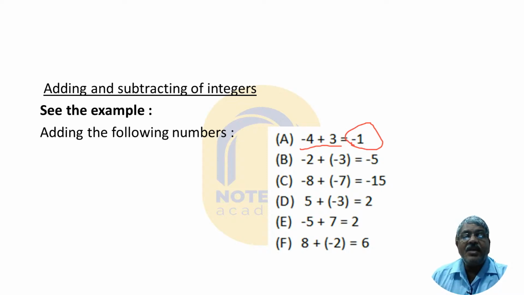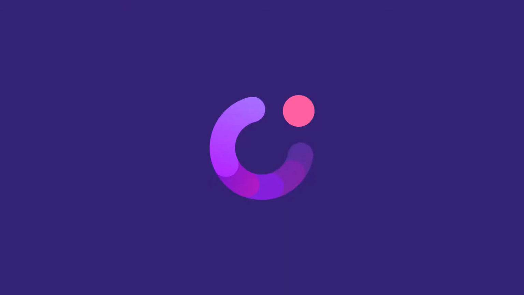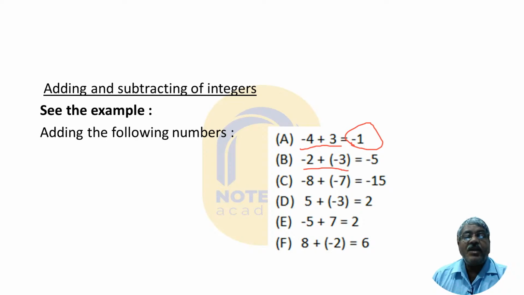Similarly, there are two same sign numbers, here minus 2 and minus 3. When two same sign numbers are added, you only add the values and write the sign of that value. So also minus 8 and minus 7 are two numbers, and you simply add them. Minus 8 plus minus 7 is equal to minus 15.